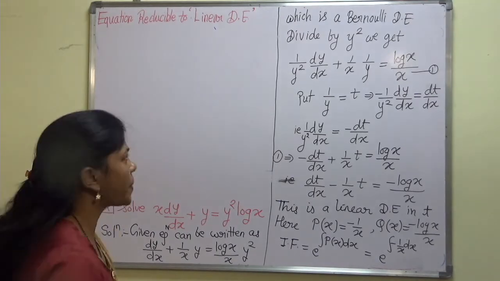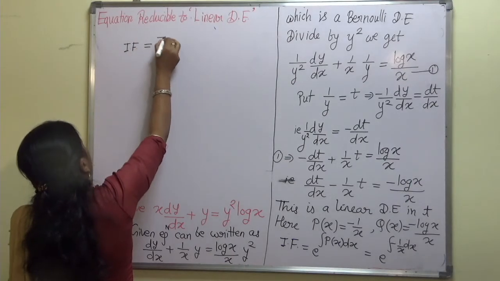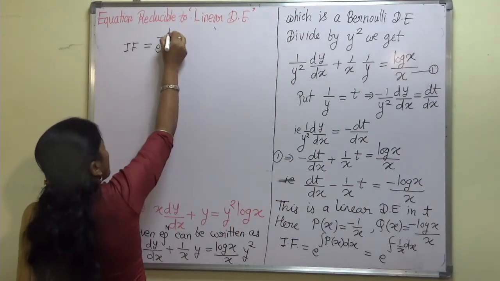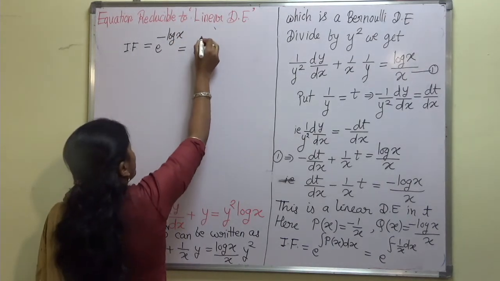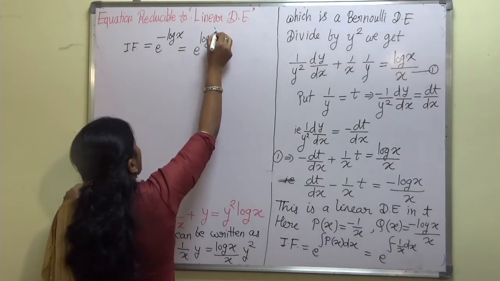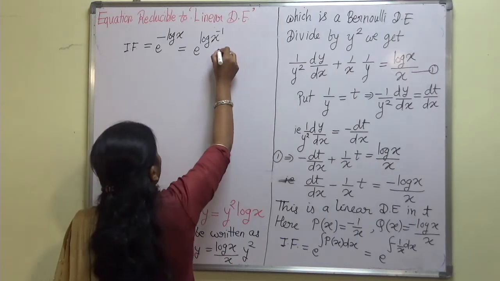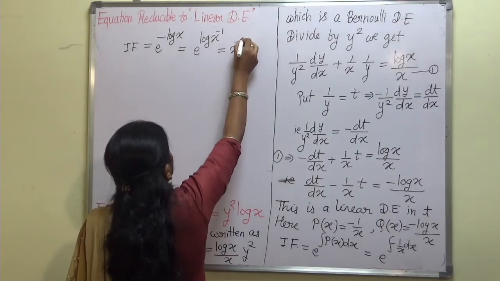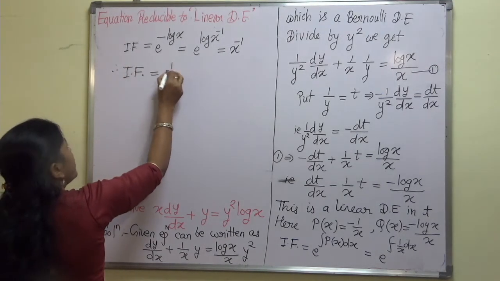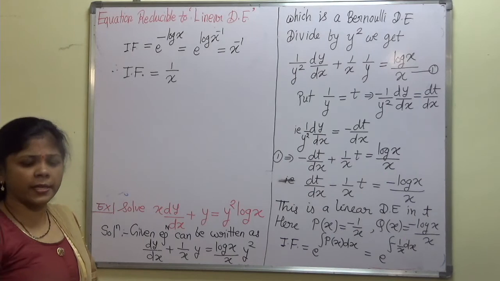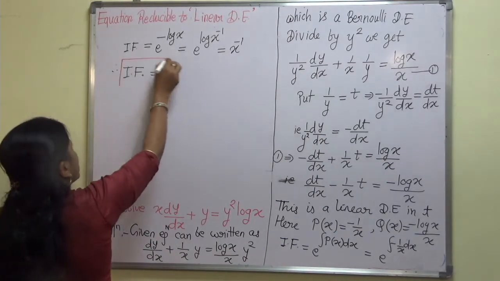So it is e raised to the power minus, outside, integration of 1 by x, which is log x. So I can rewrite it as e raised to the power log of x to the power minus 1, according to the law of indices. So e and log get cancelled, giving x to the power minus 1. Therefore the integrating factor is x to the power minus 1, which is 1 by x.